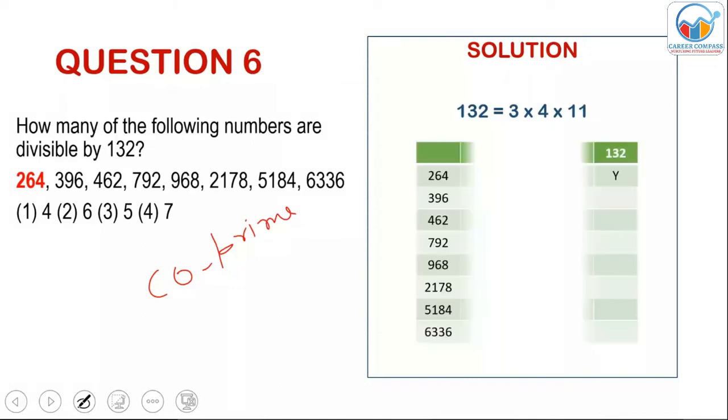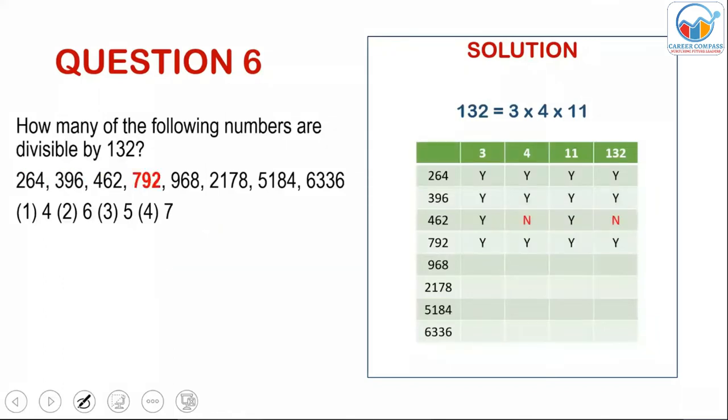The moment you do that, then you can say that if a number is divisible by 3 as well as 4 as well as 11, then that number will be divisible by 132. Otherwise, it is not. For example, if it is not divisible by 3 or 4 or 11, at least one of them, then we can say that it will not be divisible by 132. For example, in case of 462, it is not divisible by 4, and hence we can say that it will not be divisible by 132, right?